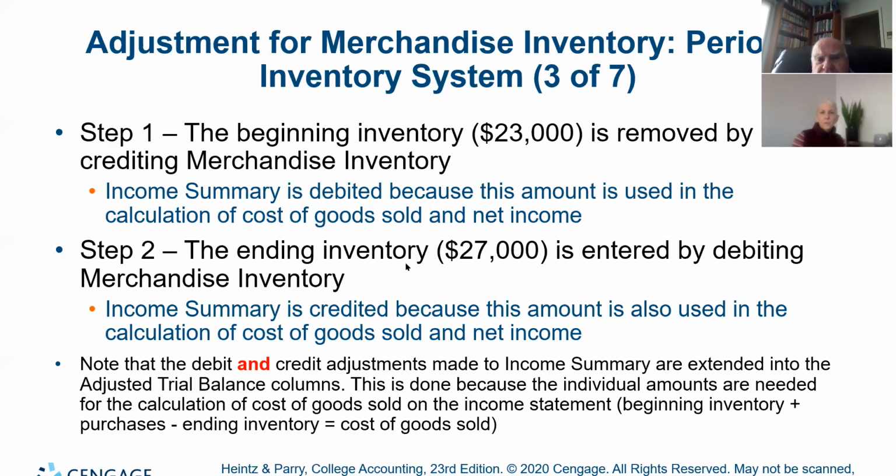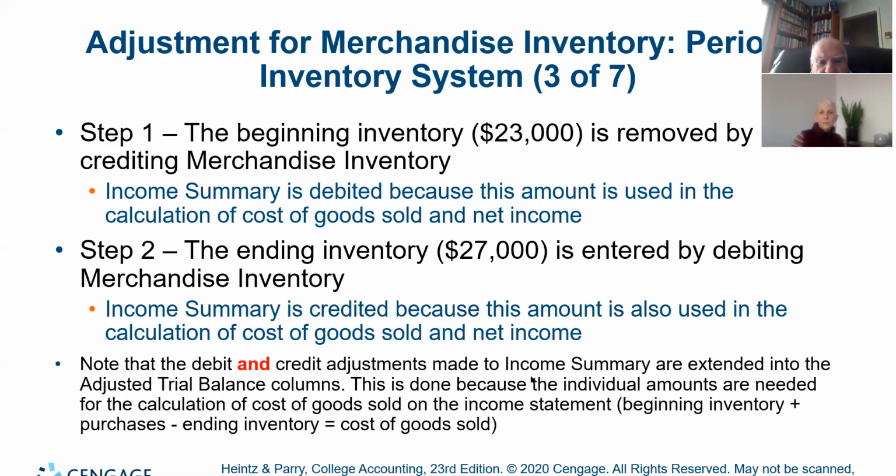Some students ask, well, why don't we just adjust the difference of 4,000 there? And the reason you don't want to do that is you want to carry both the beginning and ending inventories over to your financial statements. The income summary is credited because this amount is also used in the calculation of cost of goods sold and net income. So when you get over to the second to last pair of columns on the worksheet, you're going to have the beginning inventory plus the purchases plus the freight minus the ending, okay?